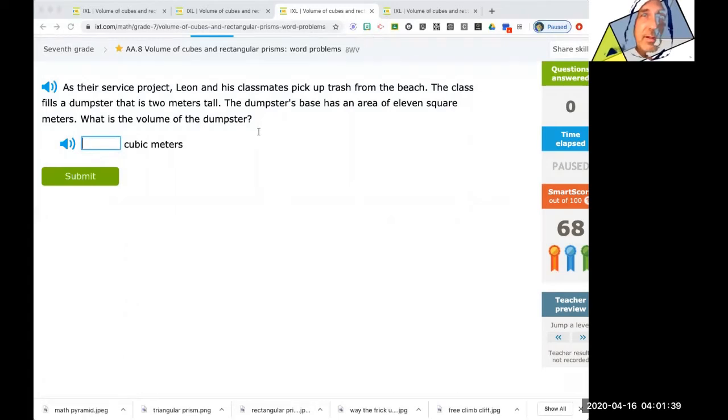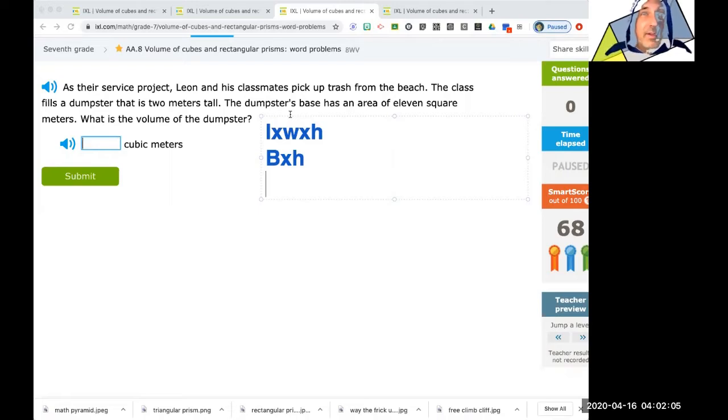Let me go to text. So the original way when I was younger, they always called it length times width times height, okay? But I told you, and it's on our formula sheet, they go with B times H. And that big B stands for the area of the base.